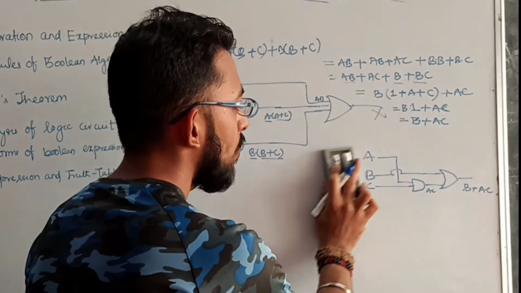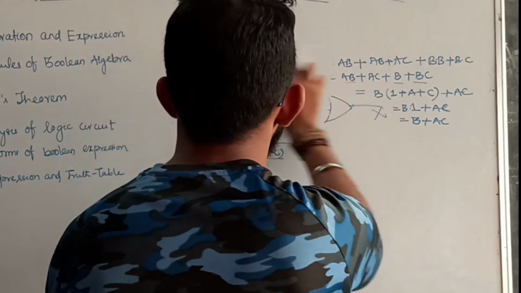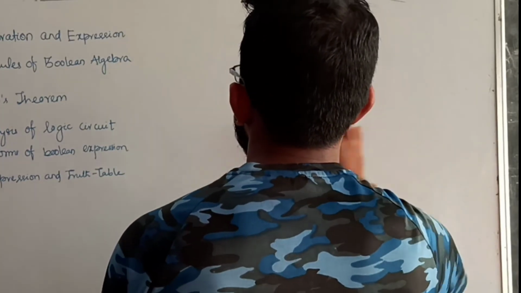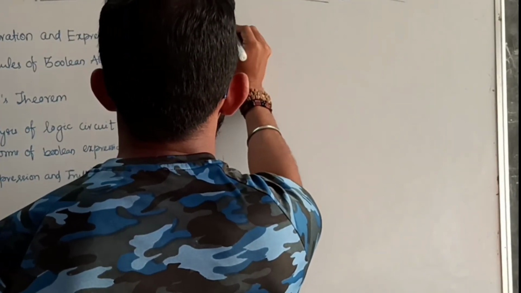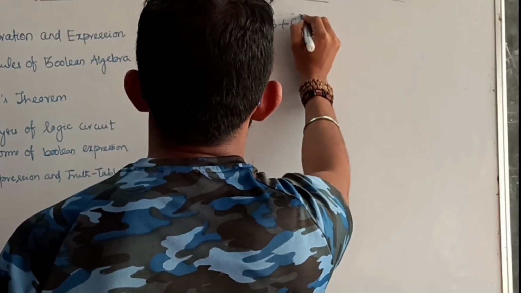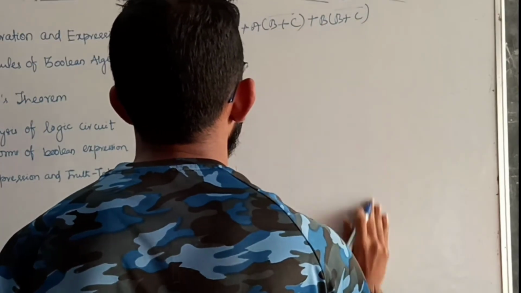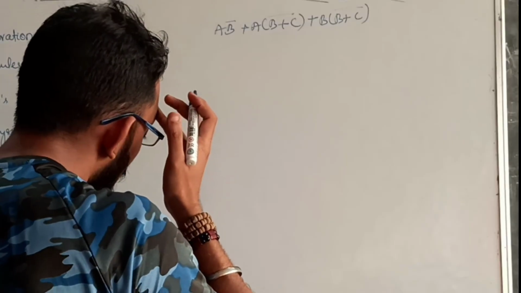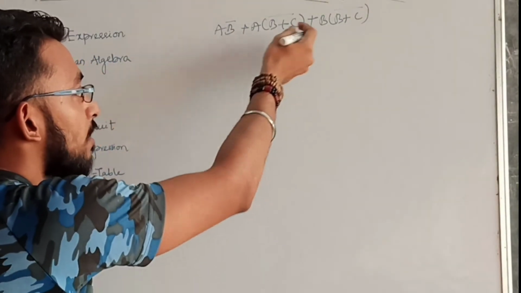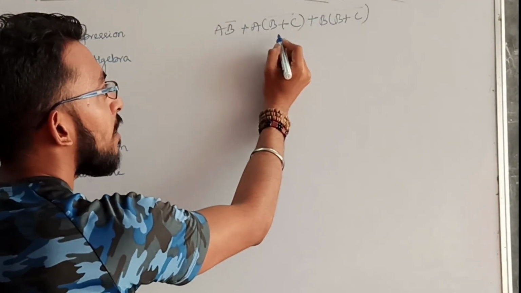Okay. Let's solve another numerical based upon this type of question. Let's take A B bar plus A into (B plus C bar) plus B into (B plus C bar). Okay, this is one numerical given. That is, one logic circuit is there. From that logic circuit you have written this Boolean expression. I am not drawing that logic circuit. You can tell how many gates are there.